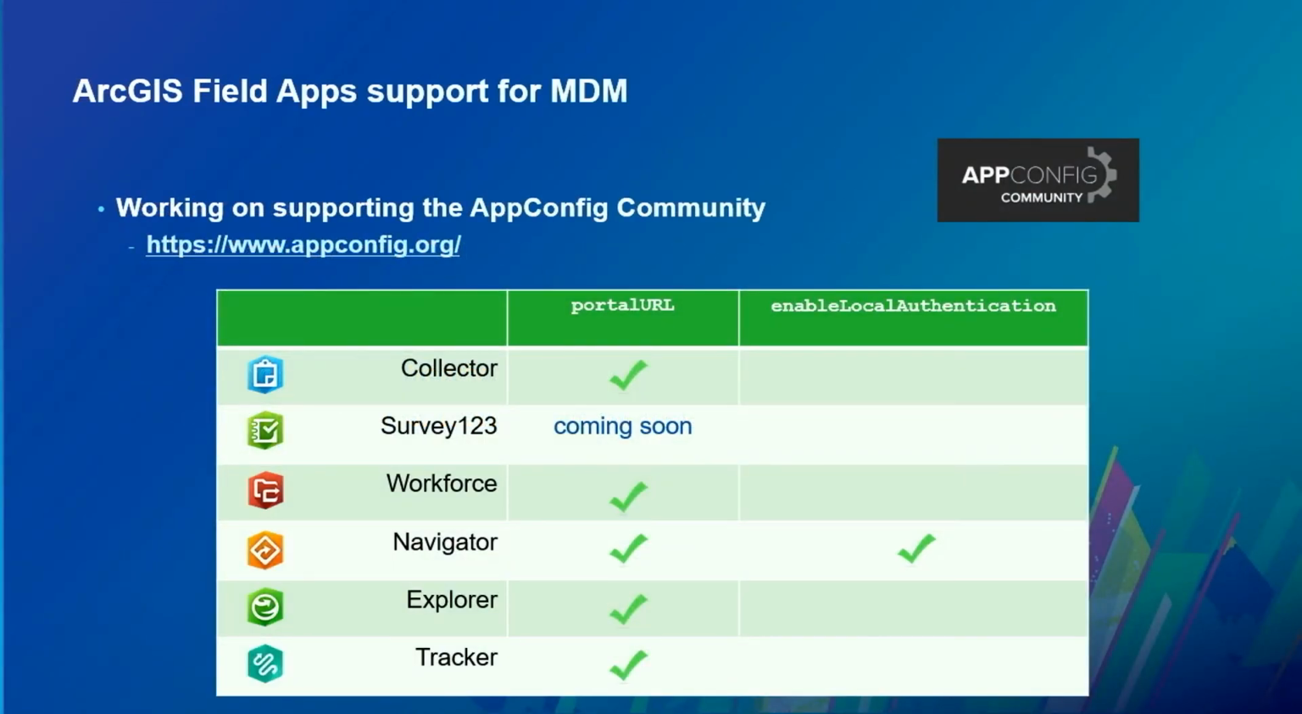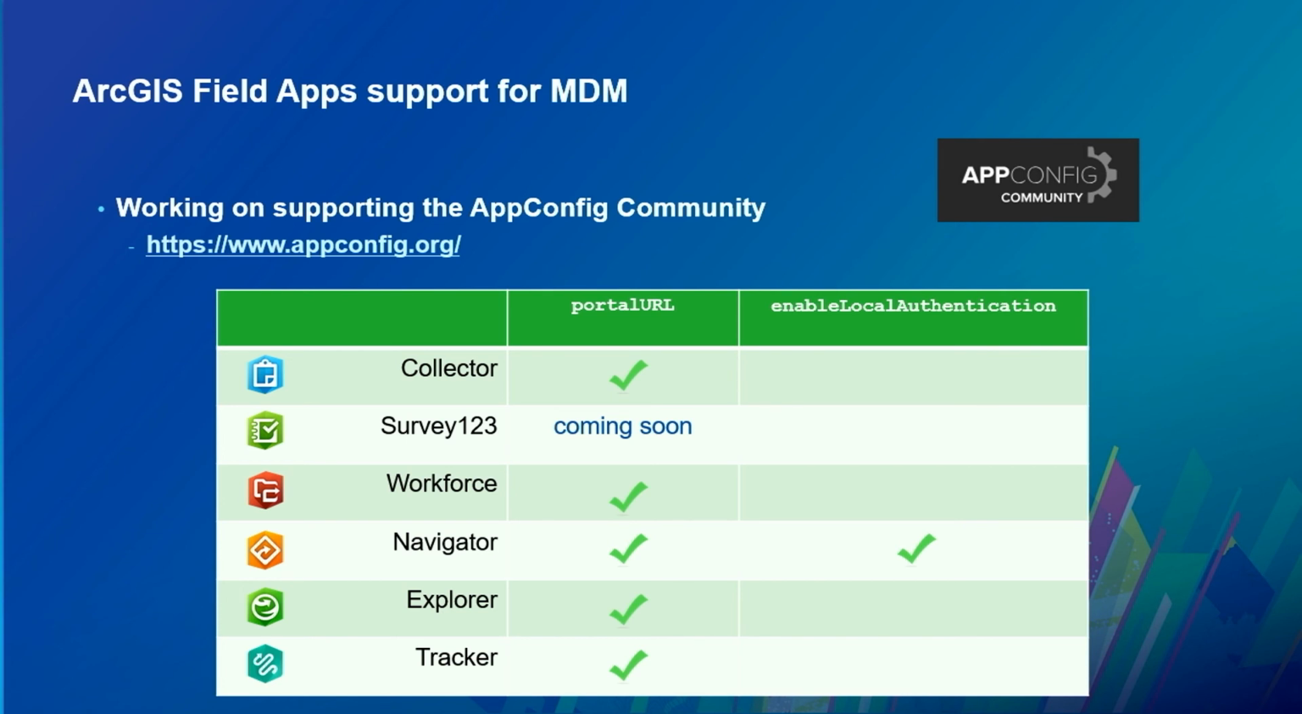So this is that high-level chart, right? What do our apps currently support? You'll notice all of them support portal URL. Survey123 is coming very soon. It's built on AppStudio, which is also coming very soon. And Navigator has the enable local authentication.